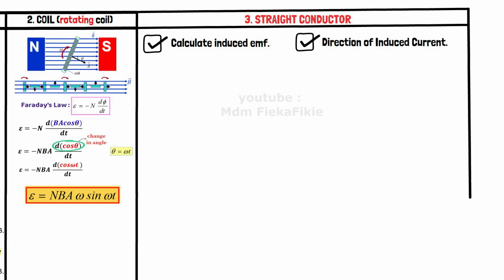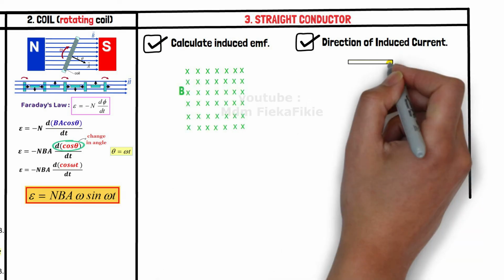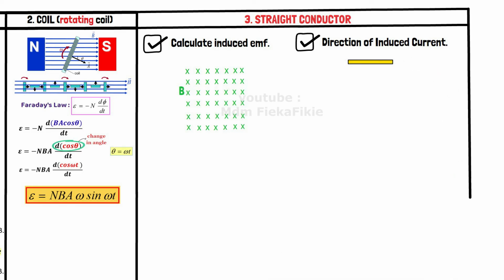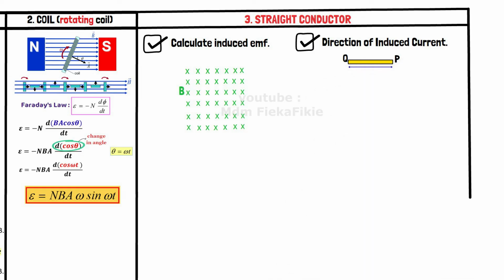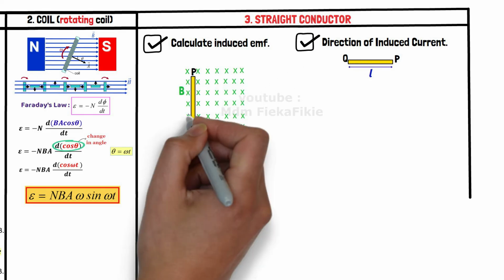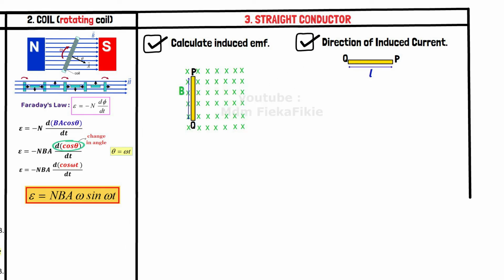Sekarang kita akan lukis dulu. Let's say here we have a magnetic field where the direction of the magnetic field is into the page as shown in this figure. And then kita ada pula satu conductor where the length of the conductor is from Q to P. Panjang conductor tersebut adalah L. Alright, so now let's say we place the straight conductor in the magnetic field B. So kita nampak dekat sini, kita letaklah conductor tu dekat sini. Alright, point number 1.